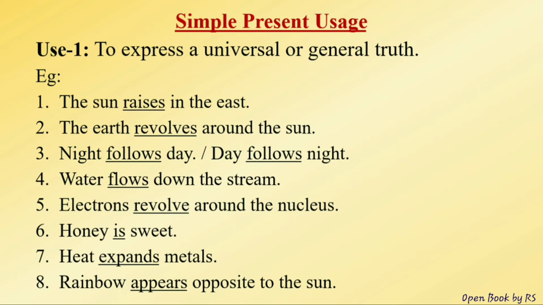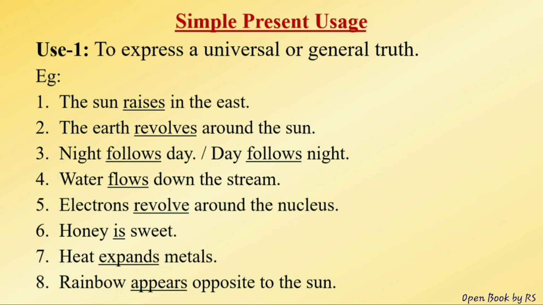Second example, the earth revolves around the sun. Night follows day. Of course, vice versa. Day follows night. Water flows down the stream. Electrons revolve around the nucleus. Examples from sciences are also there. Honey is sweet. So is is the verb there. Heat expands metals. Rainbow appears opposite to the sun. All these are universal truths. They happen forever, wherever, everywhere. So all these sorts of universal truths should be expressed in simple present only. Whenever you want to express a universal or general truth, use this simple present only.